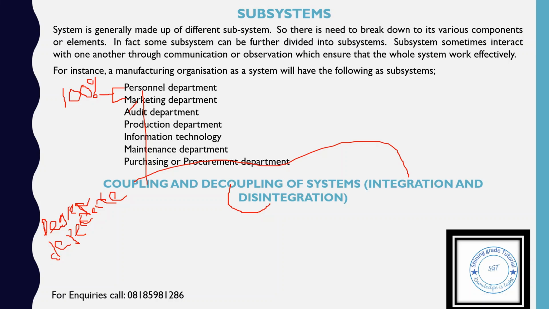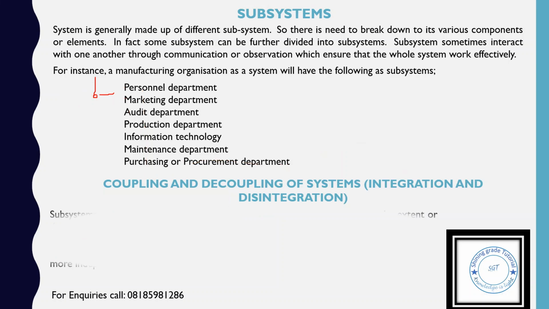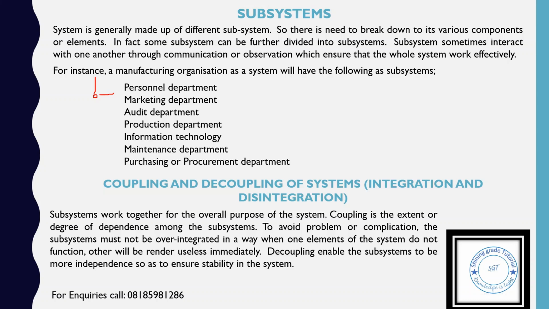All right, so we can actually take this away. And what is that? That is where we have subsystems working together for the overall purpose of the system. So what happens? Coupling: the extent or degree of dependence amongst the systems.